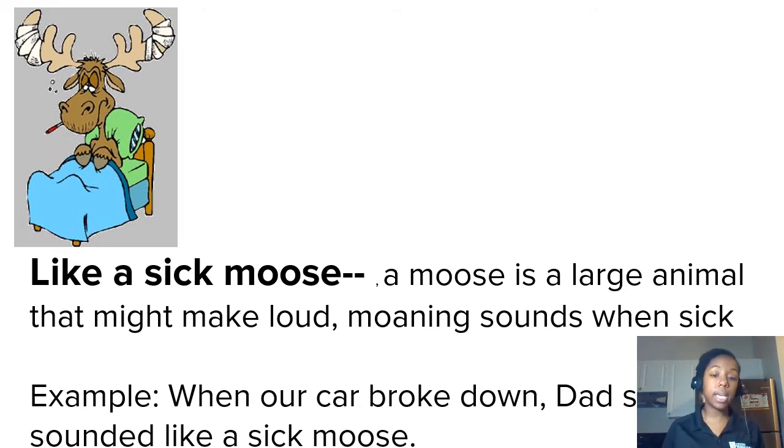Like a sick moose. And that is a saying. A moose is a large animal that might make a loud moaning sound when sick. For example, I would say when our car broke down, Dad said it sounded like a sick moose.